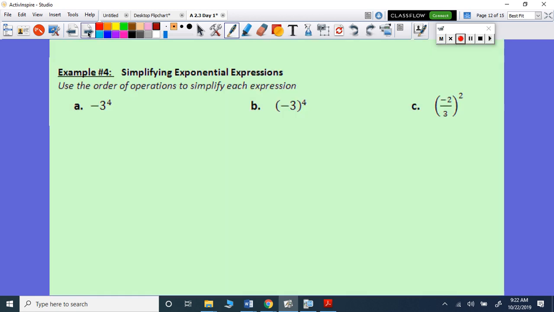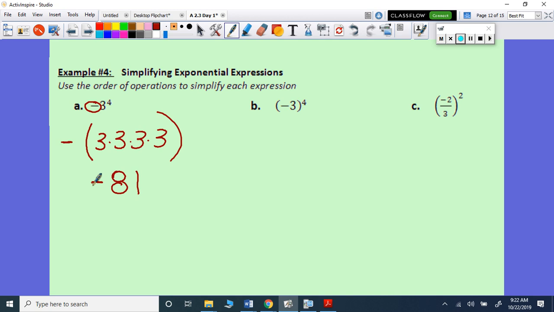Okay, last little bit. All 3 of these expressions are different. This tells me to take the opposite of 3 times itself 4 times. Remember, the exponent tells you how many times you're going to multiply it. So 3 times itself 4 times is 81. It's going to be negative.